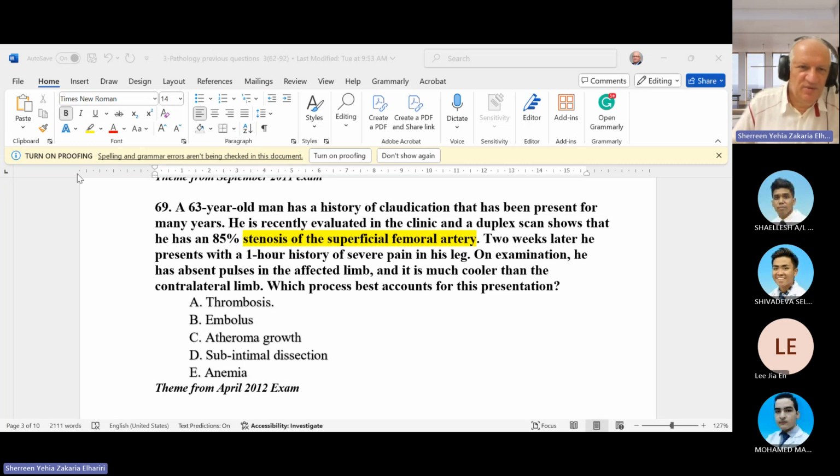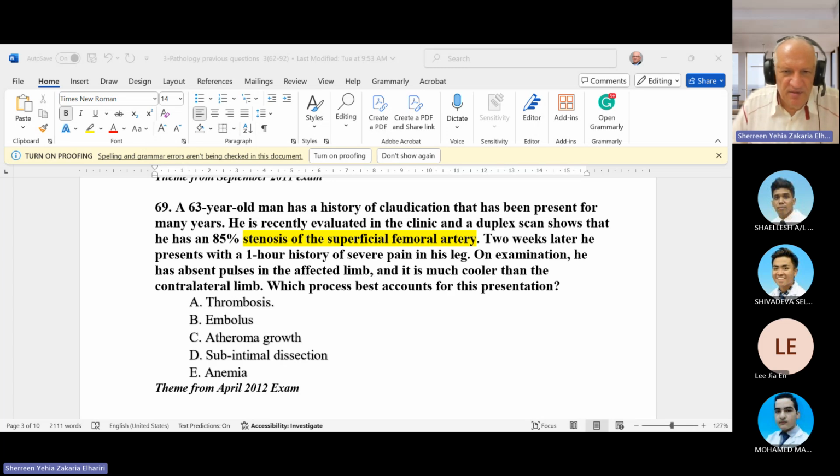Two weeks later, he presented with a 1 hour history of severe pain in his leg. On examination, the pulse is absent in the affected leg, and it is much cooler than the contralateral limb, so it is ischemic. What process accounts for this presentation? Okay, so he just needs to know what this is. So it is thrombus, it is embolus, something like that.